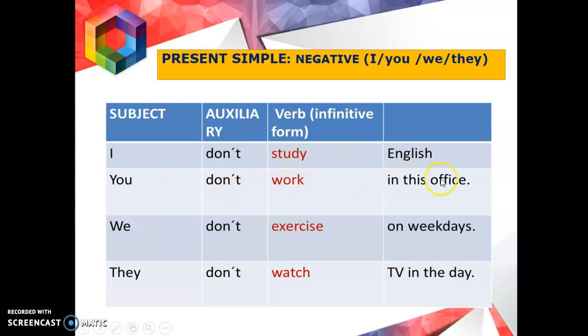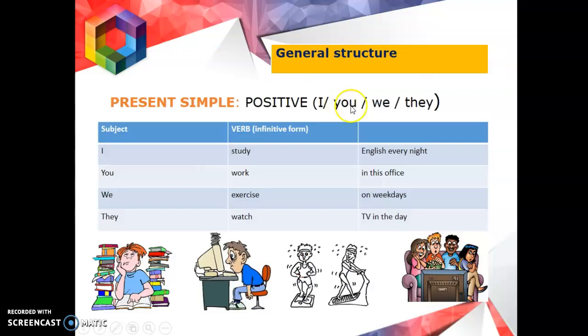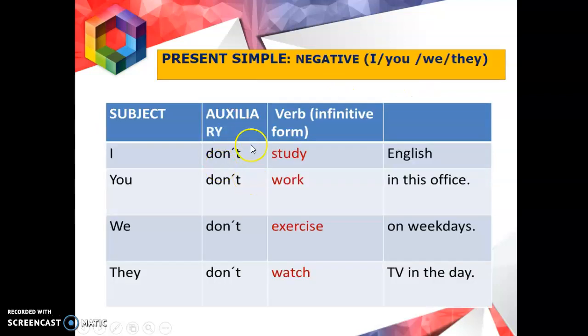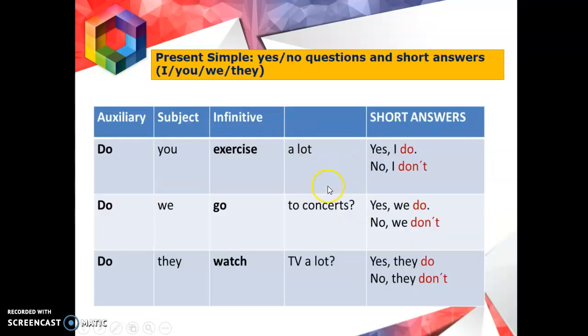We don't work in this office. We don't exercise on weekdays. They don't watch TV in the day. So that's the negative part, que simplemente la negación, aparte del tabla que vimos aquí anteriormente, tenemos que agregar esa parte de negación para que la oración quede igual.